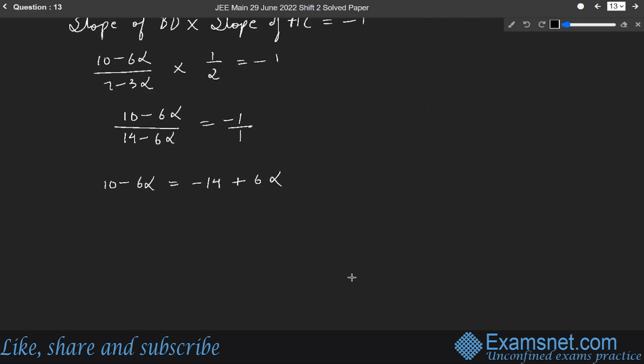Now let us do one thing. Let us take the terms of alpha on one side and the numbers on another side. So we have 10 plus 14 is equal to 6 alpha plus 6 alpha. 10 plus 14 is 28, right? So 28 will be equal to 12 alpha. 6 plus 6 is 12. No, this will be 24, right? 10 plus 14, it is 24. So here alpha will be equal to 24 by 12. 24 by 12 is 2. So the value of alpha is 2, right?